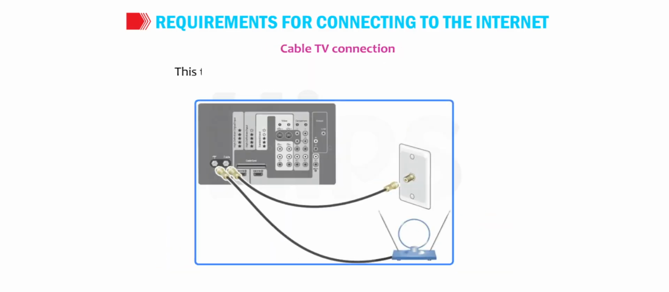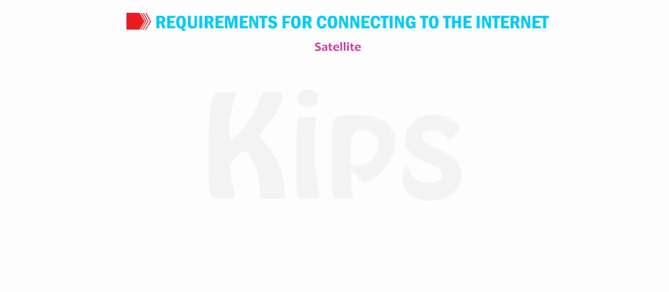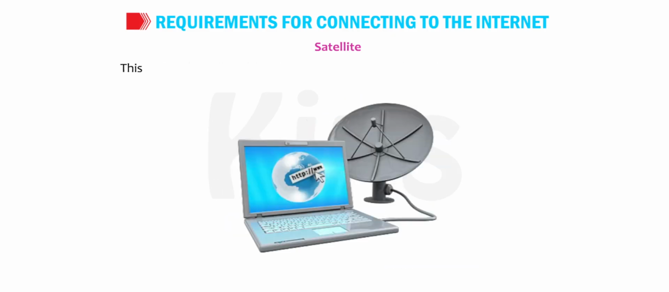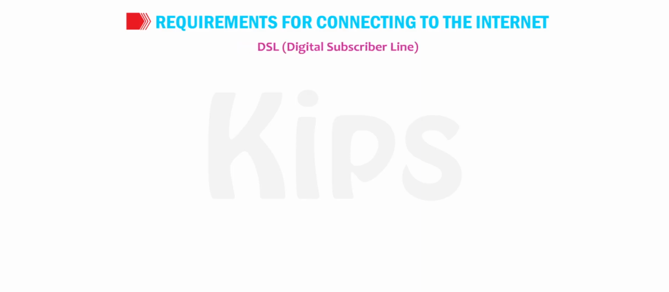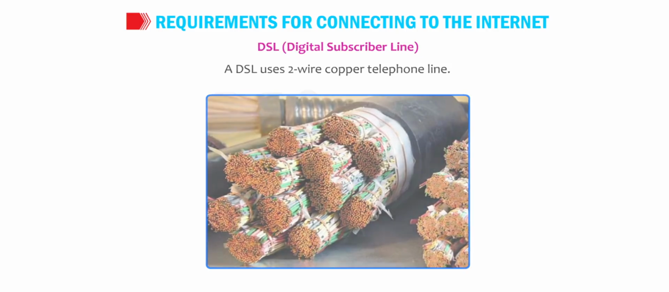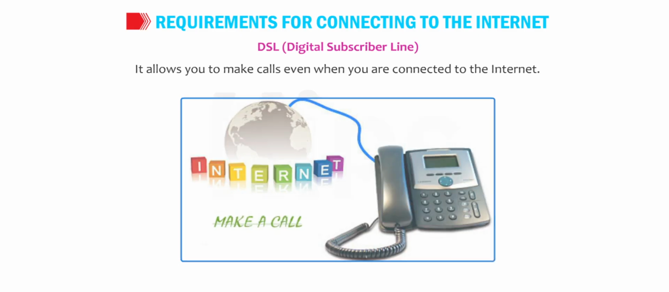Cable TV connection. This type of connection is provided through cable TV lines. It uses a cable modem which provides extremely fast access to the internet. Satellite. In areas where broadband facility is not yet available, satellite connections are used. This requires a satellite dish to be installed in order to connect to the satellite. DSL, Digital Subscriber Line. A DSL uses two-wire copper telephone line. It allows you to make calls even when you are connected to the internet.